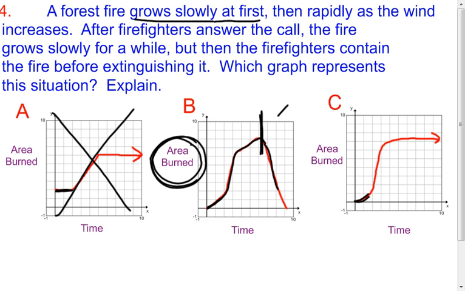Starts off, this one's not right. Starts off slowly at first. The wind catches it, the fire grows rapidly, the area that's been burned grows rapidly. And then the firefighters start to contain the fire, and then it stops growing. But the area that's burned stops growing, but it will never decrease. It'll never get taken away. So that's why that situation is the right one. So C is the right answer in this case.